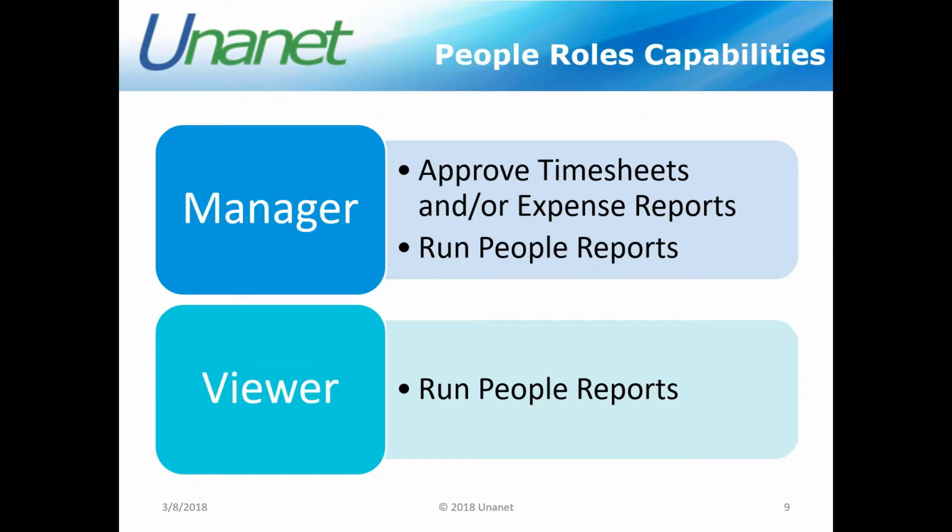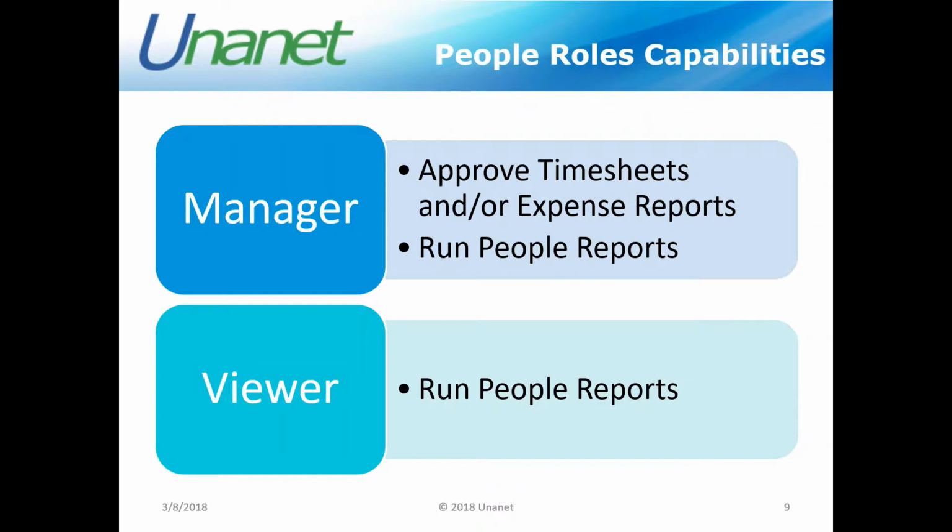Now let's look at another functional area, and these are those people roles. And we said that within that people functionality that there were 2 roles that were applicable, the manager and the viewer. Now, the manager role is necessary if you want that individual to be able to approve timesheets and or expense reports. So this is talking about that sort of required level of approval, that I'm going to approve a timesheet in its totality. I'm going to approve an expense report in its totality. And you need to have the manager role to be able to do that.